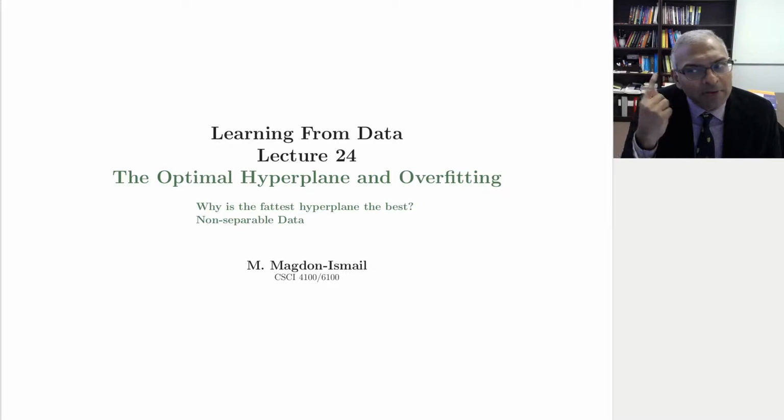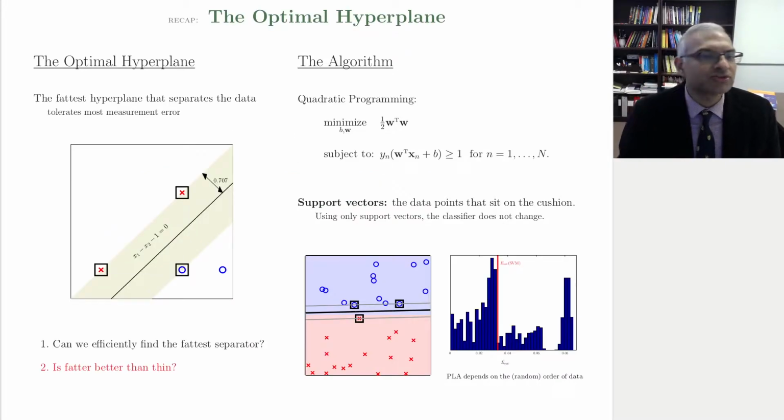Now, quick recap of what we did last time. So we introduced this concept of the optimal or the fattest hyperplane. And here's a toy example with 4 data points, two red X's, 2 blue O's. And this fattest hyperplane has a maximum width, a maximum margin, and that's illustrated in yellow. And we showed how to solve this specific problem by hand. And when we talk about can we efficiently find this fattest separator, we reduce the problem to quadratic programming.